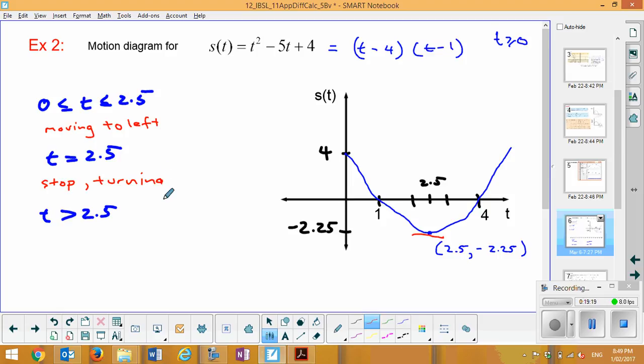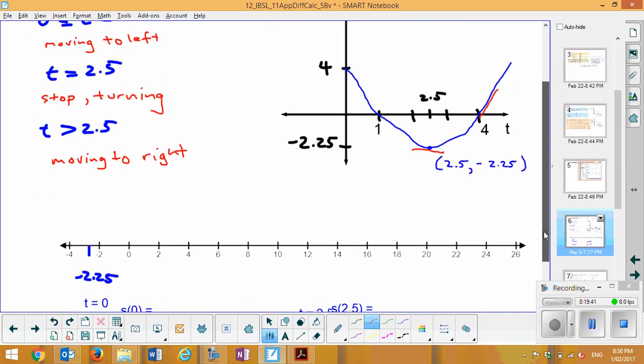And then what's happening after that? The displacement is getting more and more positive, which means it's moving to the right. It's got a positive velocity. All right, the gradient in all this region here is positive, so it's moving to the right. So I'm just working through this quite quickly.